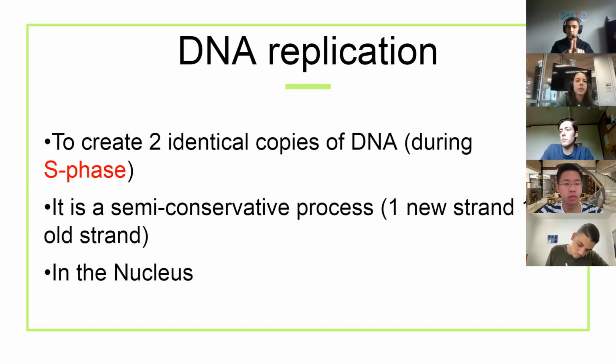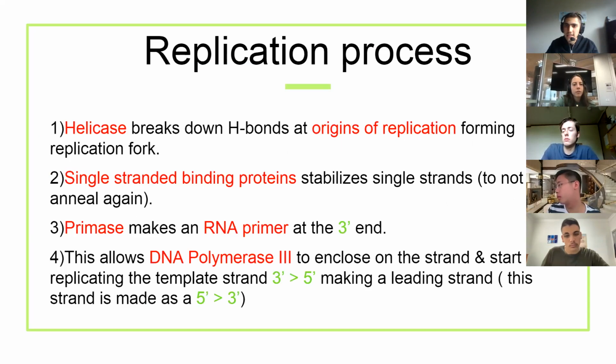And that's why we call it a semi-conservative process, which means it's not fully conservative, not just the old stuff, but it's half the old stuff and one new strand. And this all happens in the nucleus. So we'll try breaking down the whole process into 7 main steps, and we'll show diagrams at the end after, so we can solidify what's going on.